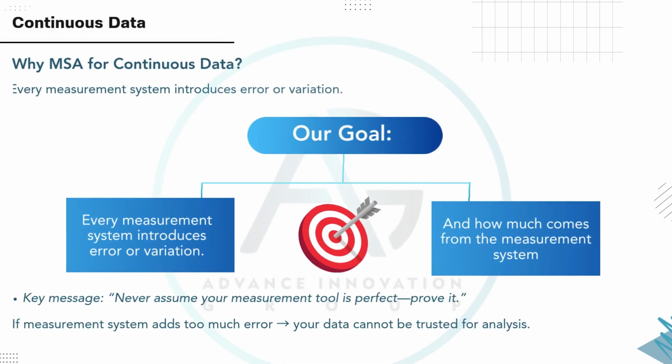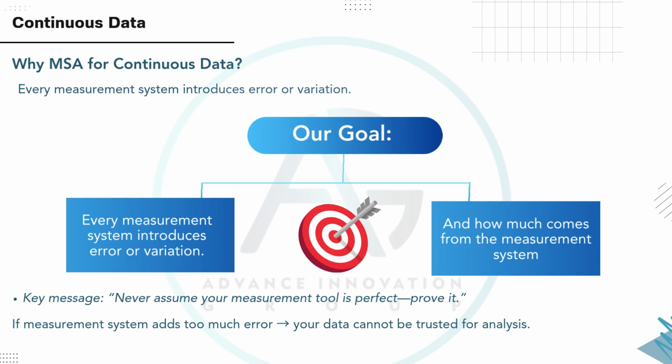Why MSA for continuous data? Now, let's understand why we even need to do MSA for continuous data. The first thing to remember is this: every measurement system adds some error or variation. No tool is perfect, whether it's a stopwatch, a thermometer, or a caliper. So, our main goal with MSA is to separate the two types of variation. How much of the variation is actually coming from the process itself, and how much is coming from the measurement system? That is, the tools, methods, or even the person taking the measurement.